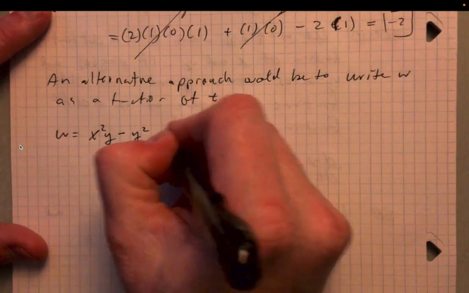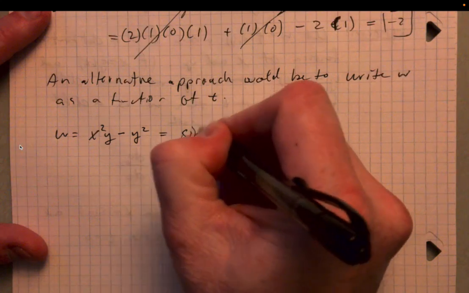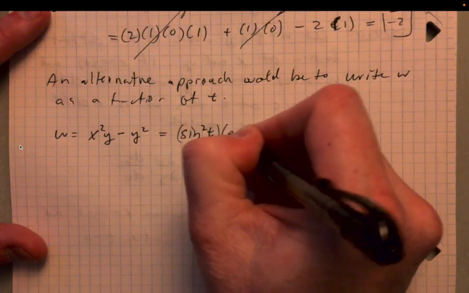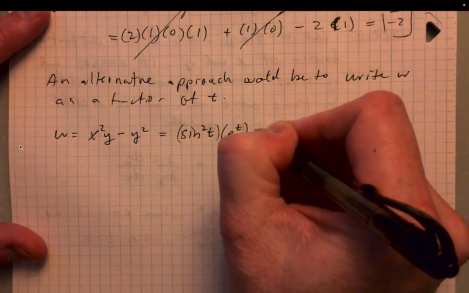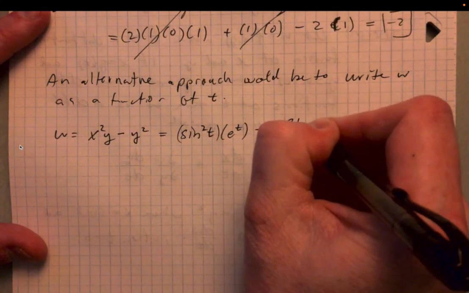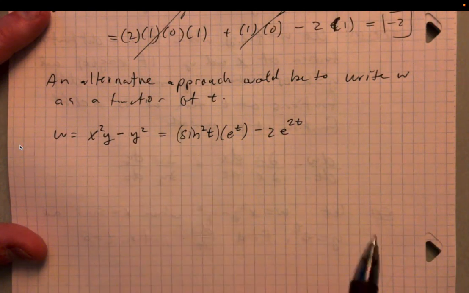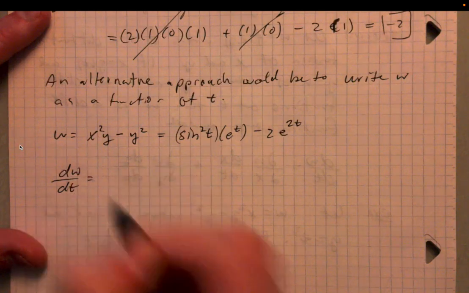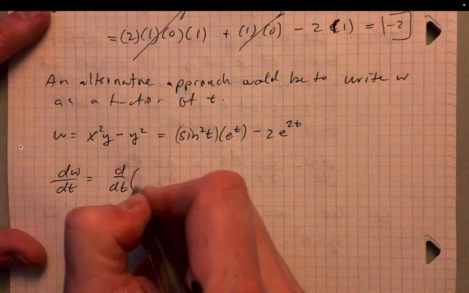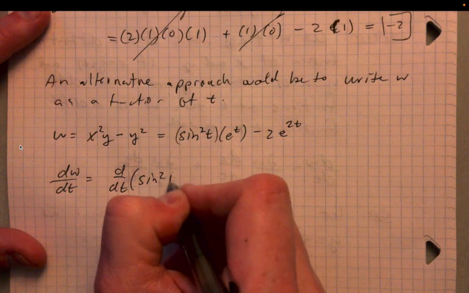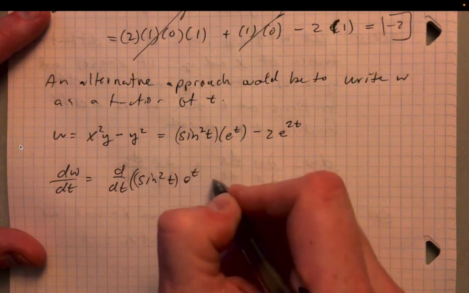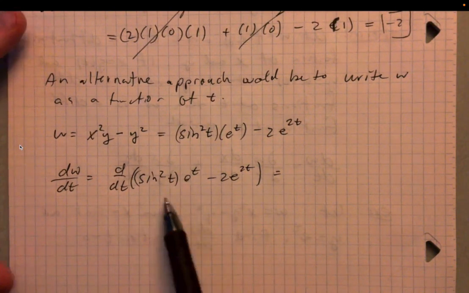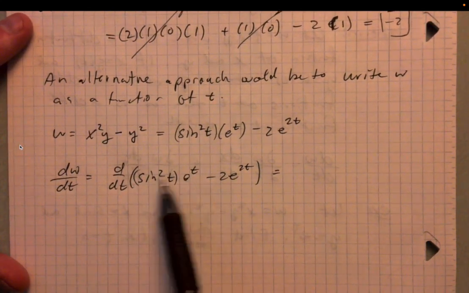And so this would be sine squared t, right, times e to the t minus 2e to the 2t. Right, so just plugging in e to the t for y there. Now we could differentiate this function as well. That's just d/dt of sine squared t e to the t minus 2e to the 2t. Right, so we could differentiate. This is going to require the product rule here.